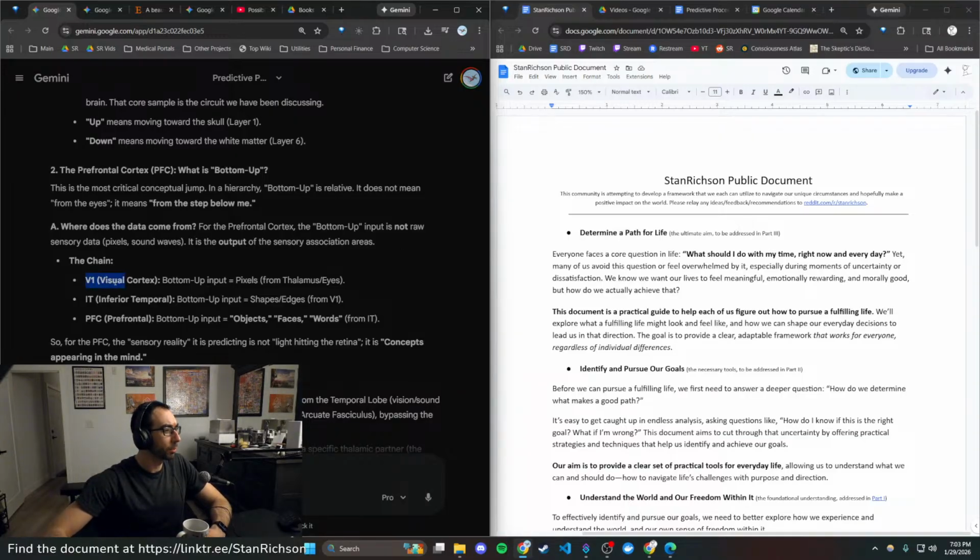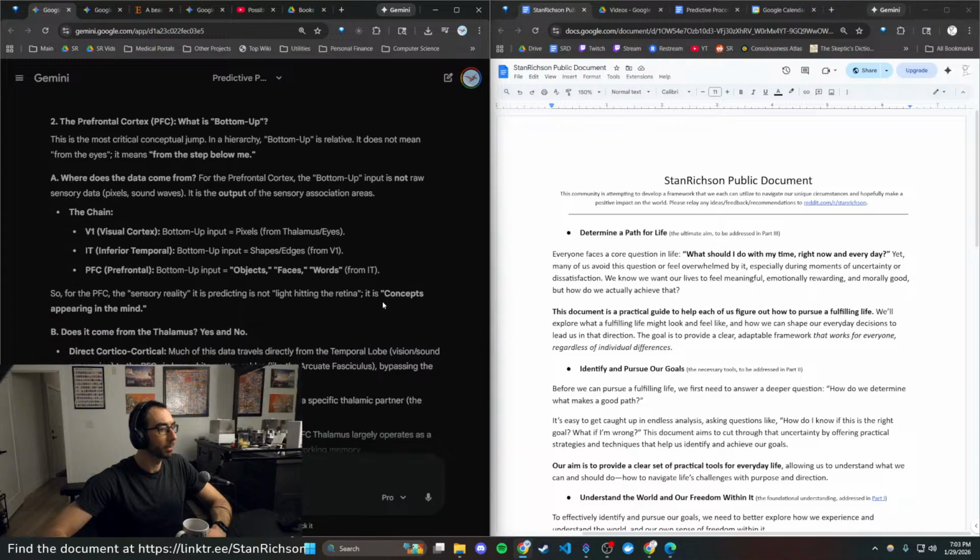So the chain: the visual cortex, bottom-up input equals pixels. The inferior temporal, bottom-up input equals shapes, edges from V1. Prefrontal cortex, bottom-up input: objects, faces, words from the inferior temporal. I see. So for the prefrontal cortex, the sensory reality it is predicting is not light hitting the retina. It is concepts appearing in the mind, right?